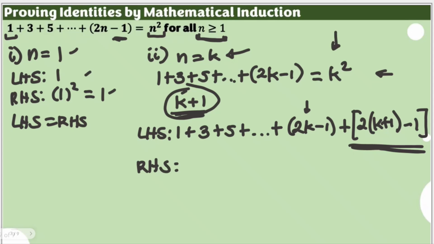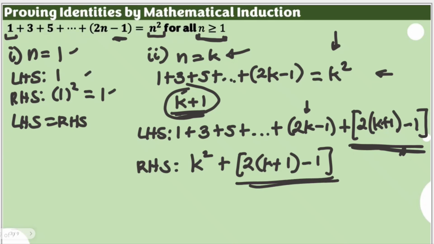Our right-hand side is expressed as k squared. That's the right-hand side, which corresponds to all of this. But then we are adding this on both sides as we introduce an integer k plus 1. So you have here plus that same expression, 2 times k plus 1, minus 1.